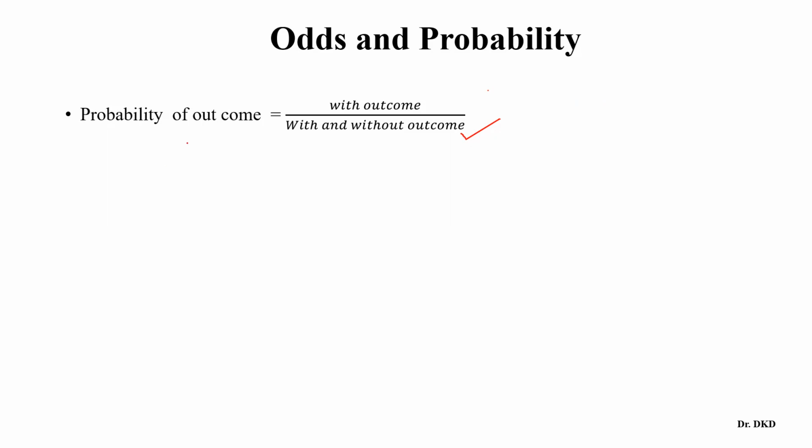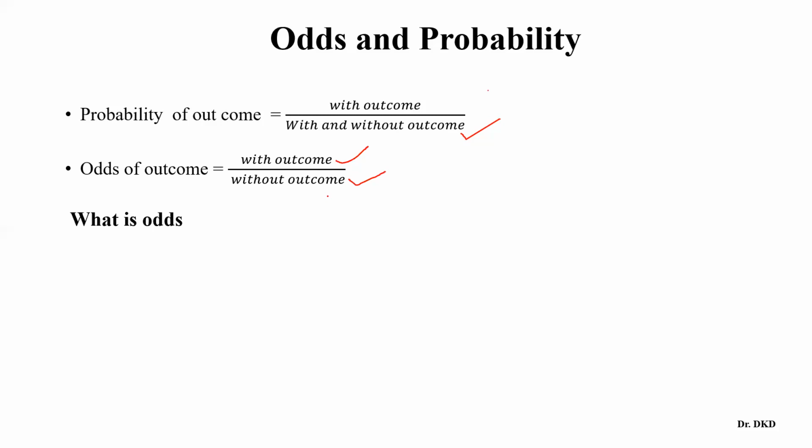Now we need to understand what the odds of an outcome are. So odds of outcome is with outcome and without outcome. This is the basic difference. Probability of outcome is with outcome divided by with and without outcome, but odds of outcome is with outcome divided by without outcome.